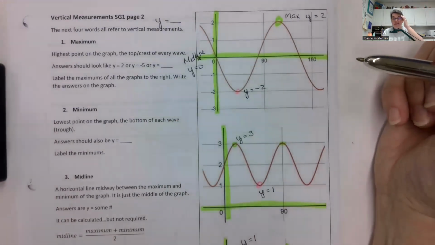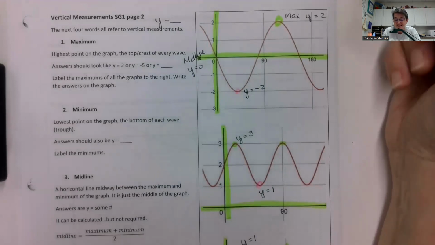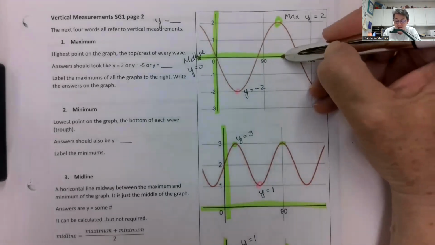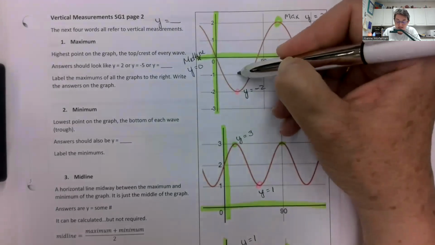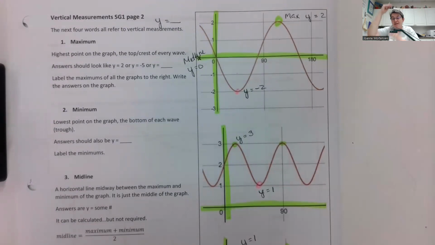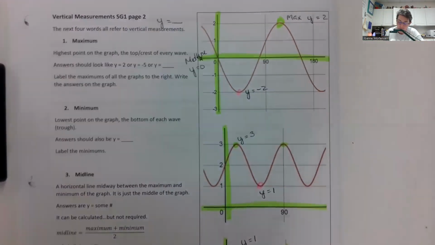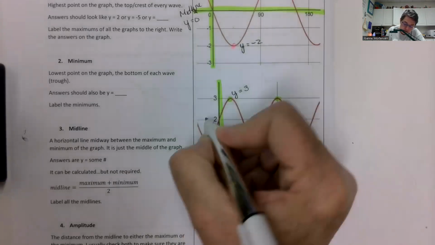Okay. If I'm a little paranoid, what you can do is count. If you're not sure, this is my middle. It's 1, 2 to the max, 1, 2 to the minimum. Yeah, that would be the middle. Same distance up and down. There we go. All right, here we go. This looks like the midline.